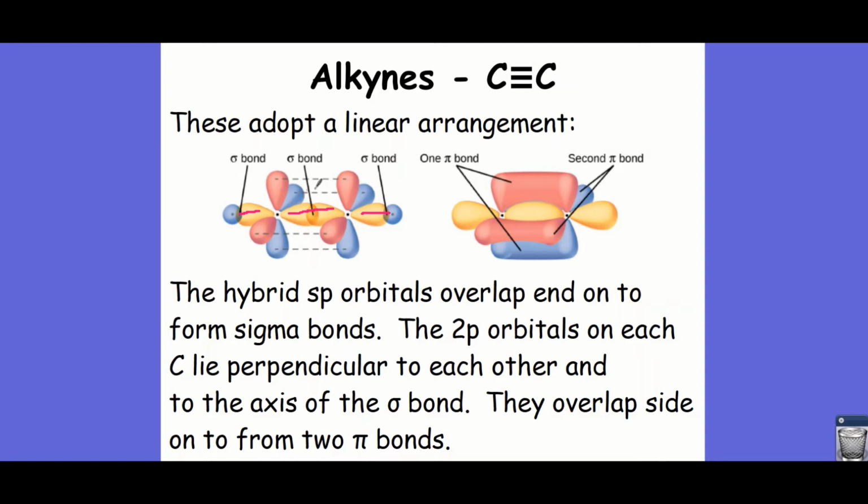These lie sideways, and a sideways overlap happens. That's shown quite nicely in this second diagram here. So the red p orbitals overlap to form 1 pi bond, and the blue p orbitals overlap side on to form the second pi bond.